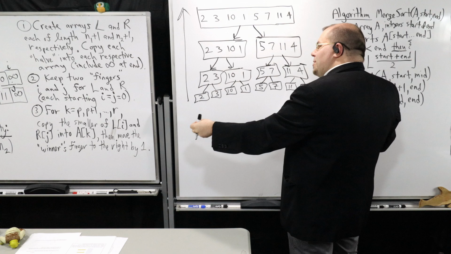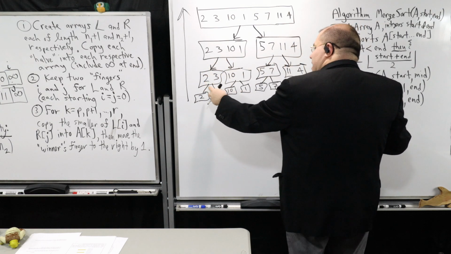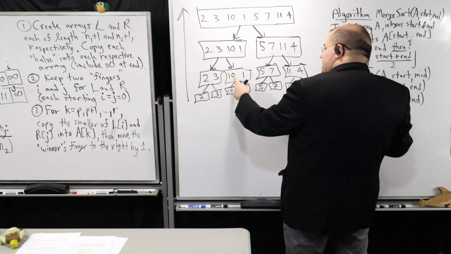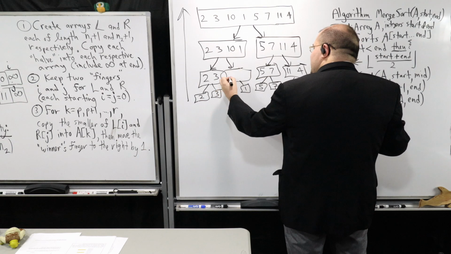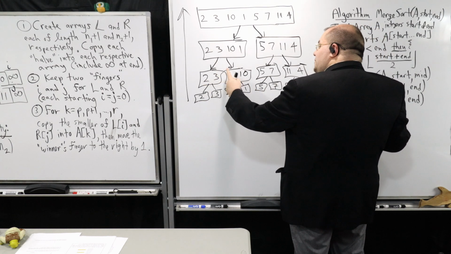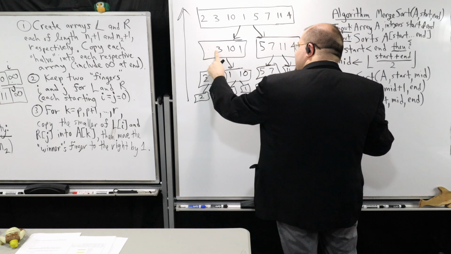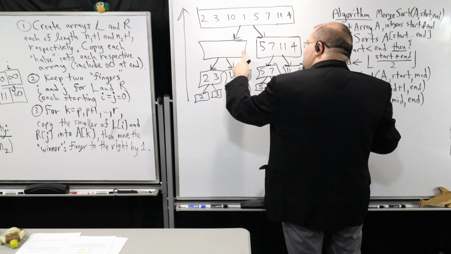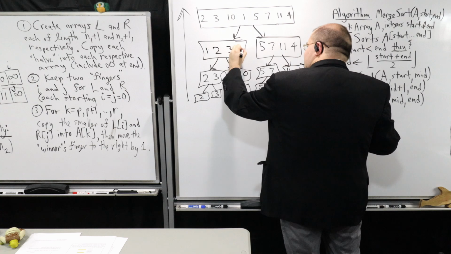But the thing is, you'll create two separate arrays for these, then you'd apply merge, and you'd end up with 2, 3. In this case, you'll have 10 and 1. It should become 1, 10. Now you have two sorted lists of elements, or two subarrays. You apply merge. So you would have 1, 2, 3, 10.